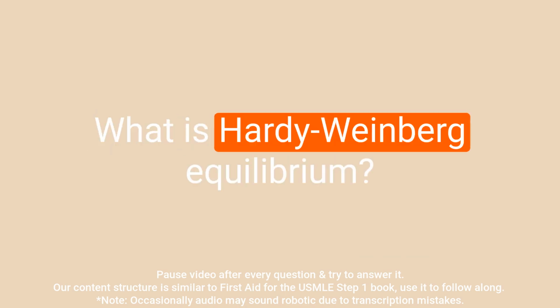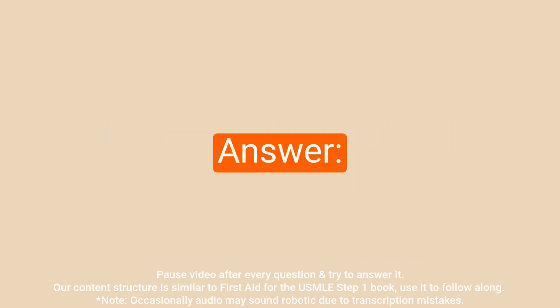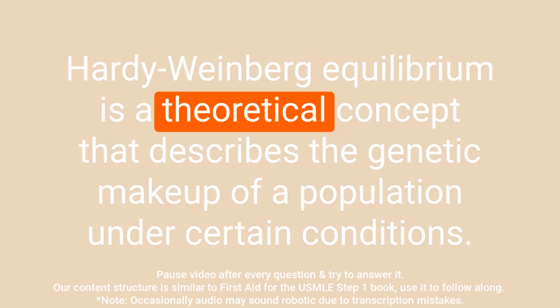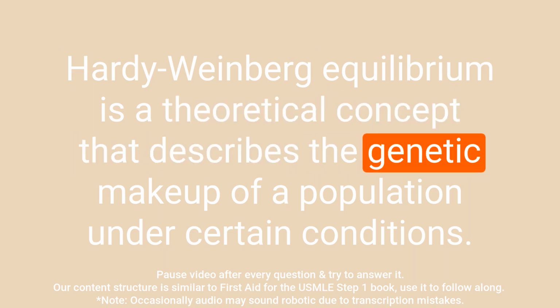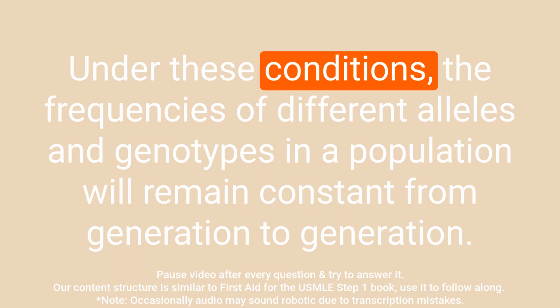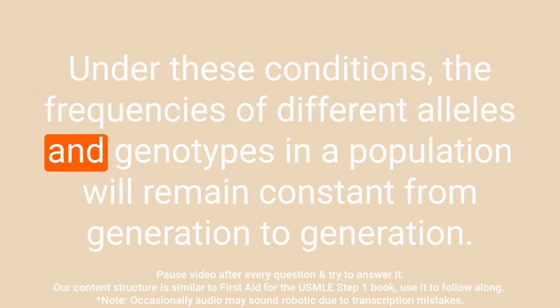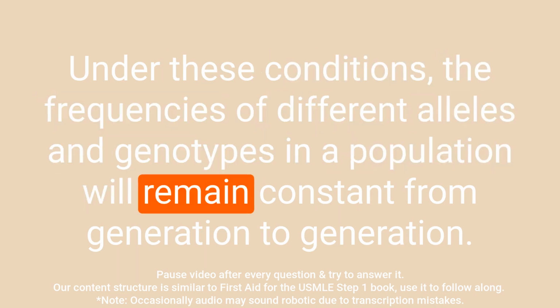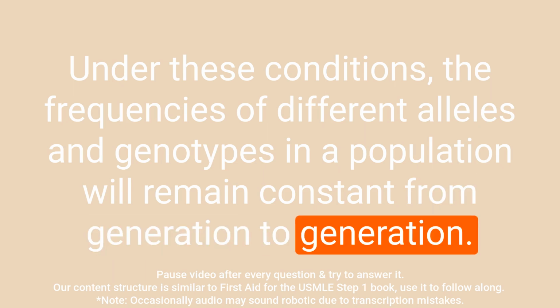Question: what is Hardy-Weinberg equilibrium? Answer: Hardy-Weinberg equilibrium is a theoretical concept that describes the genetic makeup of a population under certain conditions. Under these conditions, the frequencies of different alleles and genotypes in a population will remain constant from generation to generation.